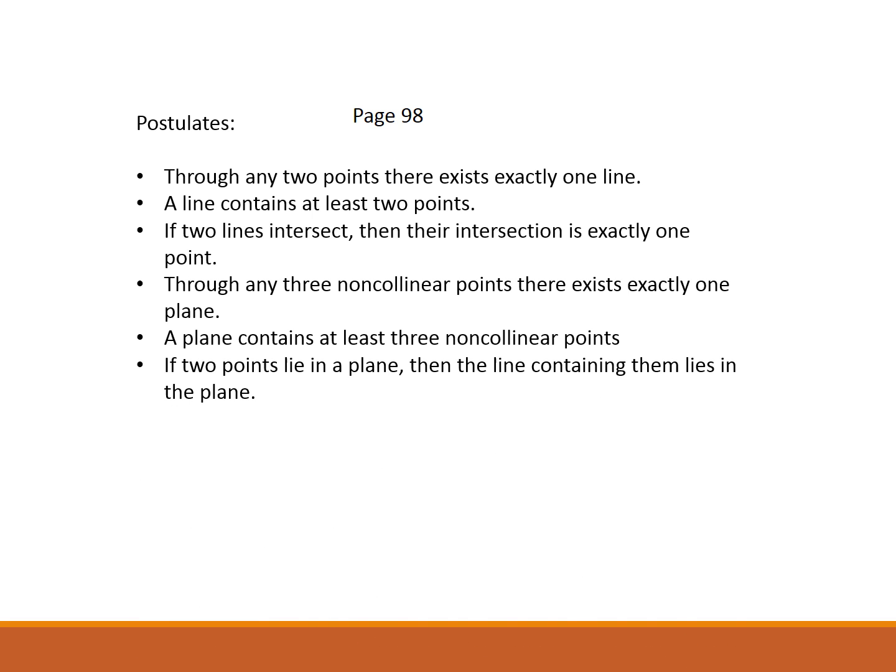If 2 points lie in a plane, then the line containing them lies in the plane. So again, you're starting out with 2 points on a plane, and then a line is drawn on it that also is on the plane. If 2 planes intersect, then their intersection is a line.